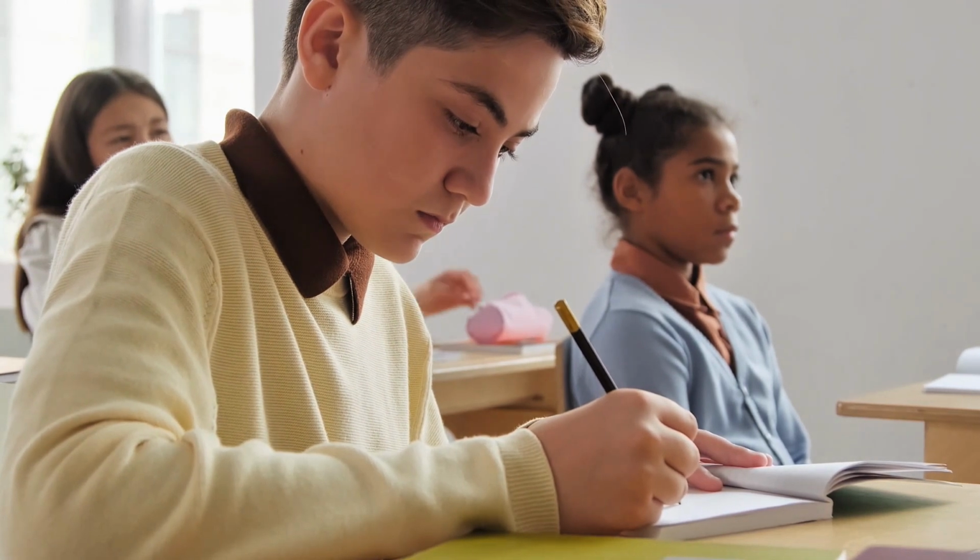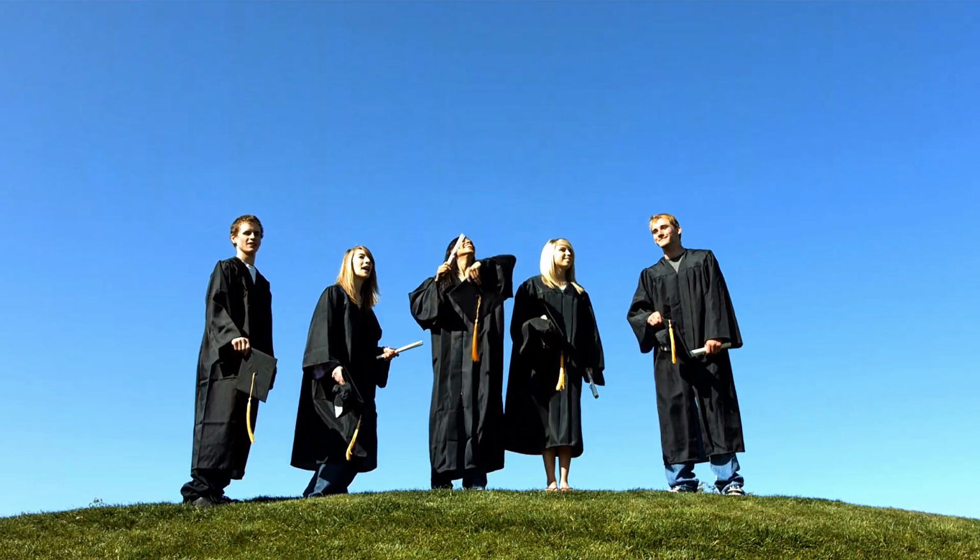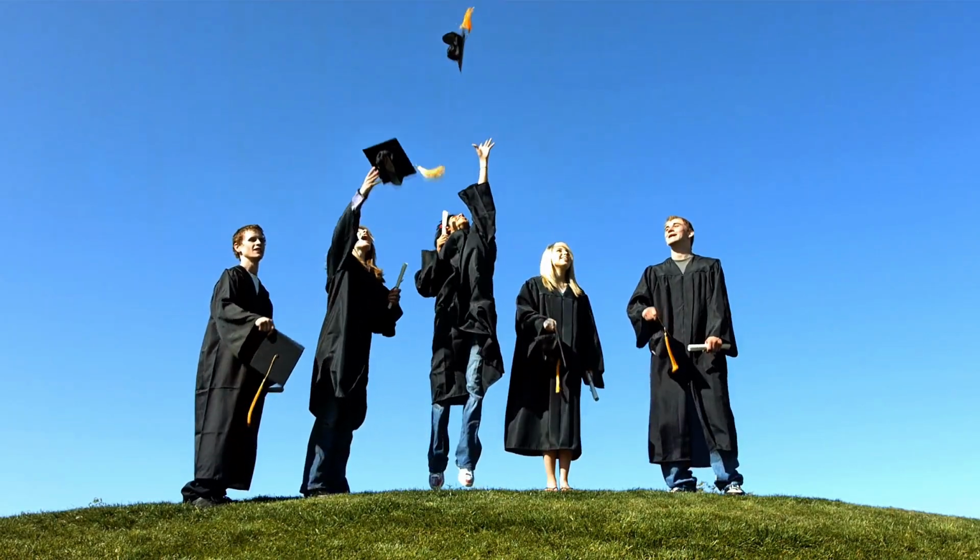First, what do I genuinely enjoy learning? Question 2, what am I naturally good at? 3. What skills or qualities do my teachers regularly praise me for? Question number 4. Which subjects do I dislike or find particularly challenging? Writing your answers down gives you a much clearer understanding of who you are as a learner and where your natural strengths lie. Now let's connect those answers to real world subject choices.